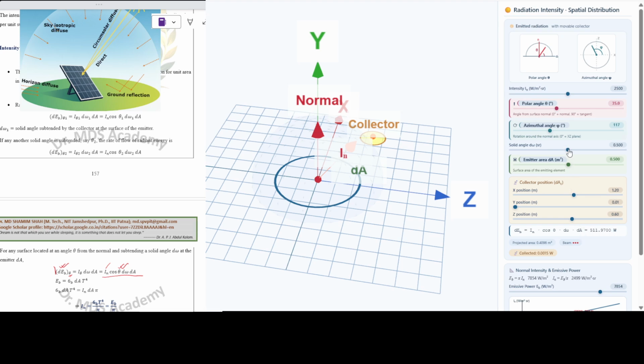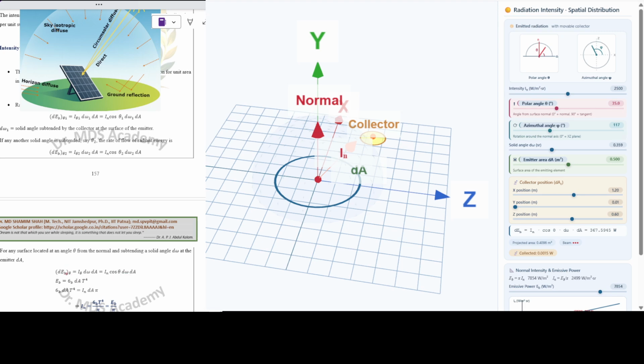Now the solid angle. When you are changing the solid angle, see here, what is the relationship between the emissive power and the solid angle?